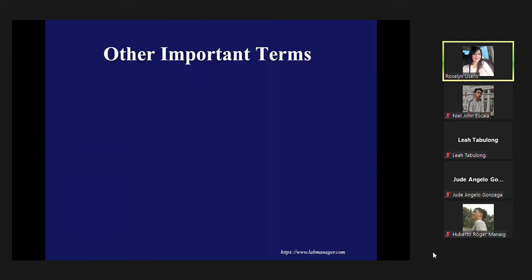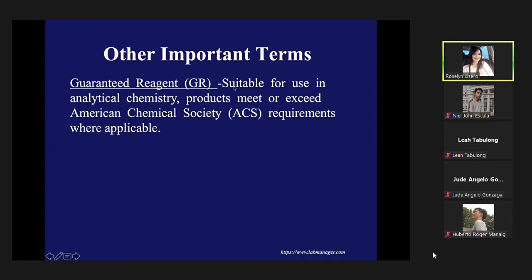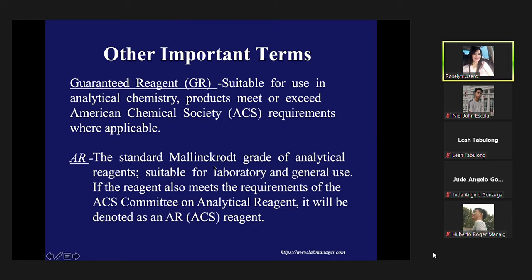Now, other important terms, we have the guaranteed reagent, GR, suitable for use in analytical chemistry, so pwede siya sa analytical labs, products meet or exceed ACS, so equivalent siya sa AR grade. This is guaranteed reagent. Parang AR, the standard Mallinckrodt grade of analytical reagents. Suitable for lab and general use. If the reagent also meets the requirement of the ACS, it will be denoted as AR, ACS reagents. So meaning, this can be used in analytical testing.